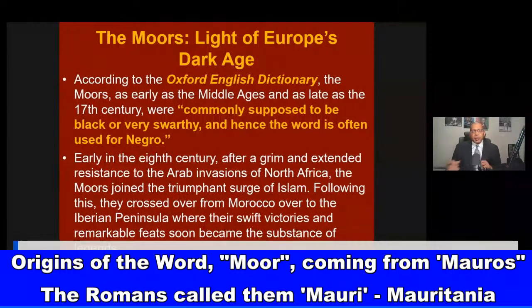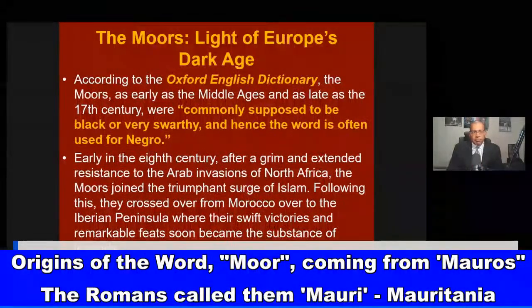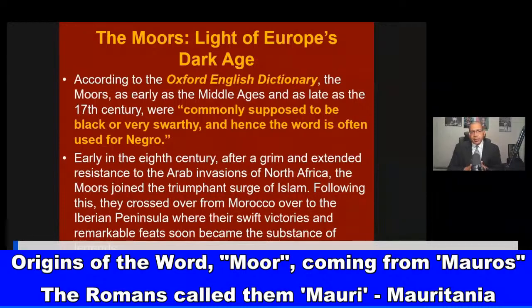Now, according to the Oxford English Dictionary, the Moors, as early as the Middle Ages and as late as the 17th century, were, quote, commonly supposed to be black or very swarthy, and hence the word is often used for Negro, end quote. In the early 8th century, after a grim and extended resistance to the Arab invasions of North Africa, the Moors joined the triumphant surge of Islam. Following this, they crossed from Morocco over to the Iberian Peninsula, where their swift victories and remarkable feats soon became the substance of legends.